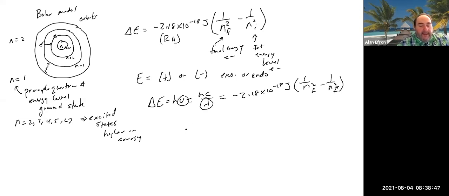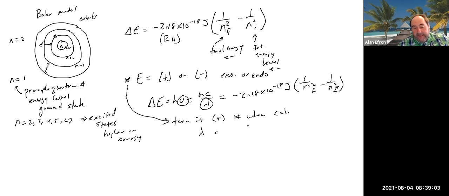And again, as we talked about, that energy can be negative or positive, but remember, we want to turn it to a positive number when we're calculating something like wavelength or frequency. We do not want to end up with a negative wavelength or negative frequency. So these should be positive numbers.